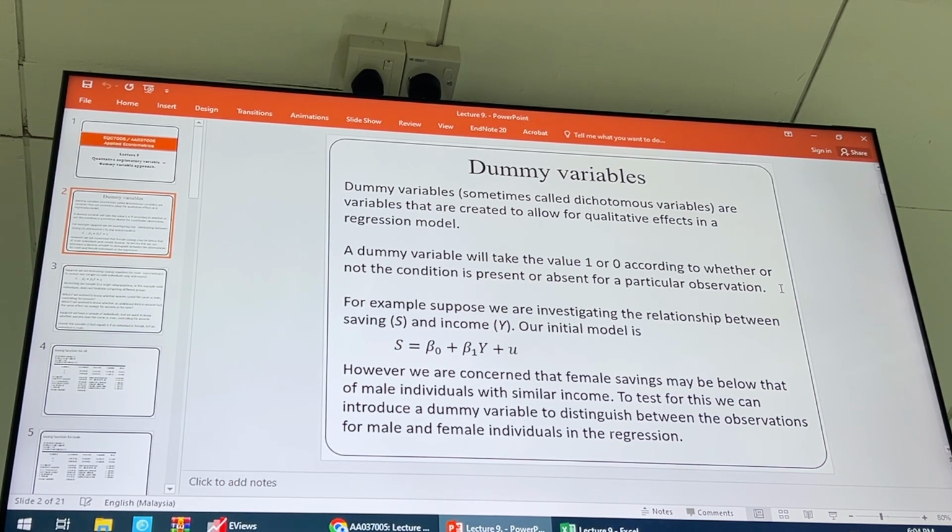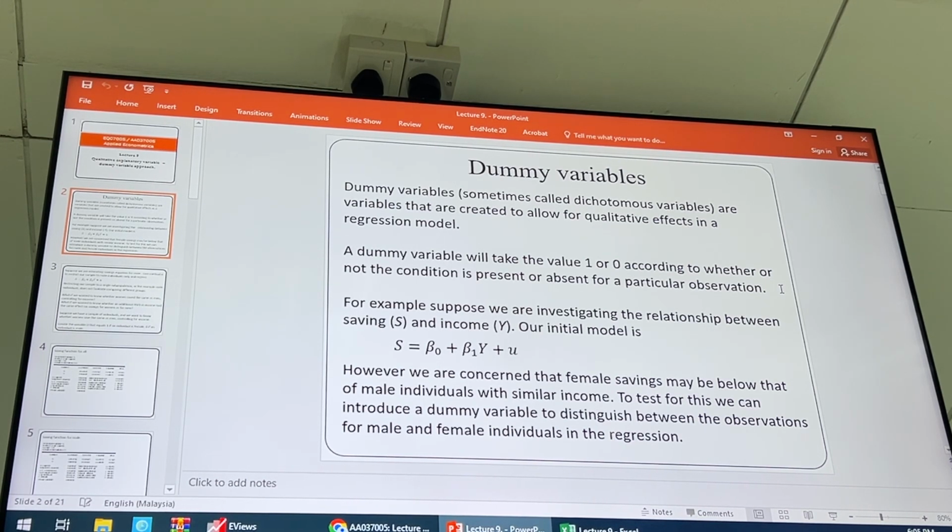Okay. So for example, suppose we are investigating the relationship between savings and income. Our initial model is given here. Our dependent variable is saving, and then we have income to explain the saving. However, we are concerned that female saving may be below that of male individuals. So let's say we have a set of data, and some of them belong to male, some belong to female, collected through a survey, for example.